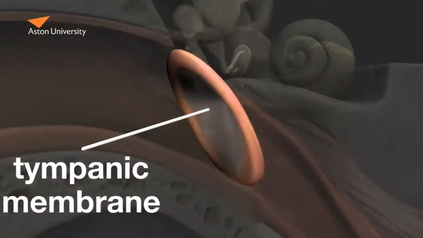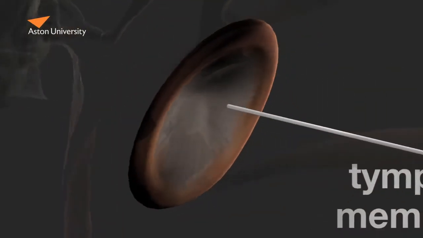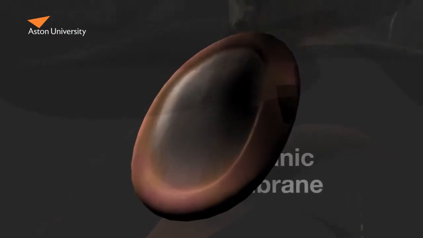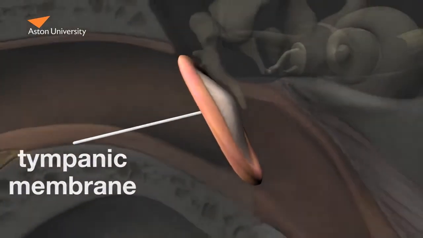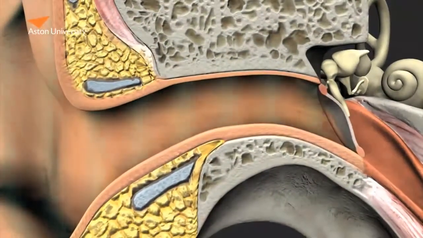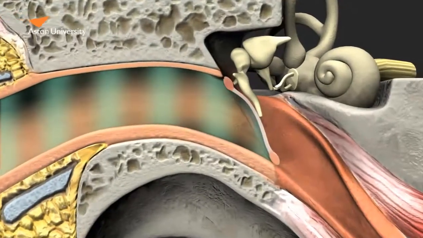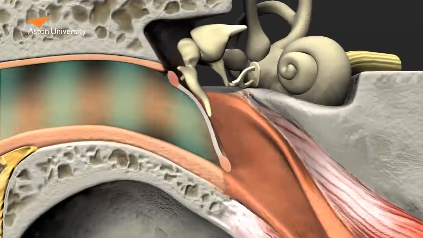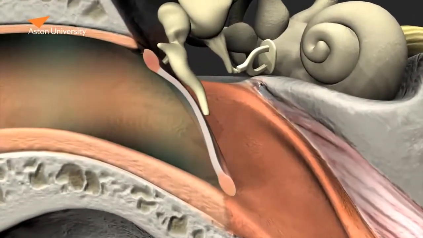The tympanic membrane is concave with an area of between 60 and 90 millimeters and an average thickness of just 0.07 of a millimeter, and it has a very rich blood supply. Sound waves enter the ear canal and strike the tympanic membrane, setting it in motion. The louder the sound, the more the membrane moves.